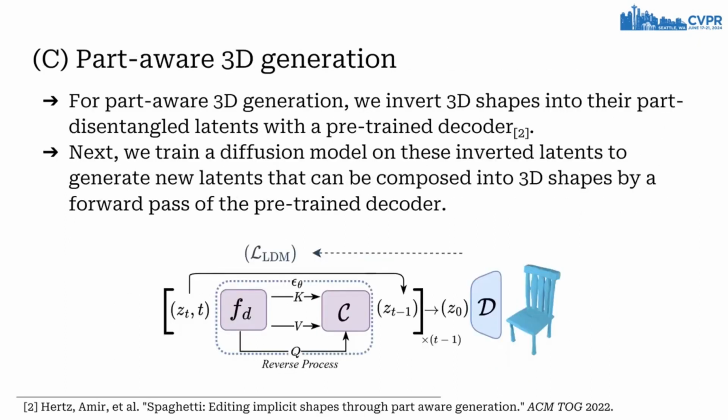For part-aware 3D generation, we invert 3D shapes into their part disentangled latents with a pre-trained decoder. Next, we train a diffusion model on these inverted latents to generate new latents that can be composed into 3D shapes by a forward pass of the same pre-trained decoder.